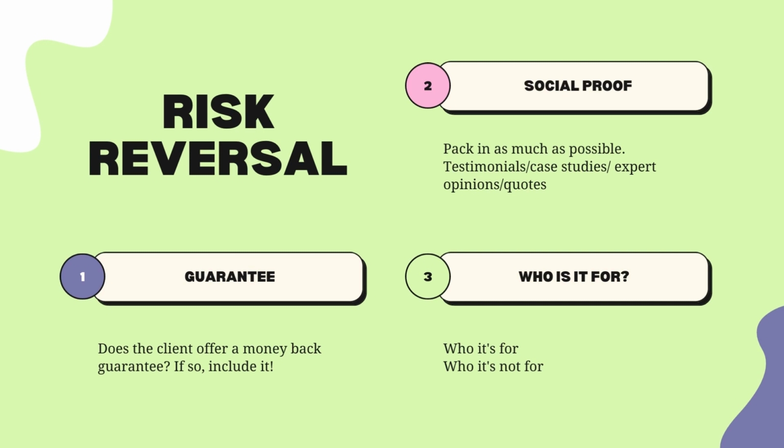The other thing you can do is add a who is it for, who is it not for section. This helps people to self-opt out if they read it and they realize, oh yeah, this product is not for me, it's not going to work for me. So that's another section you can add to help people reverse the risk in their minds and feel more safe to make a purchase.